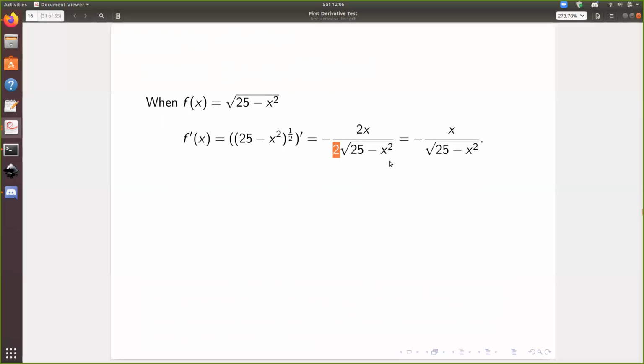Then you multiply by the derivative of the inside function. So you get this 25 goes to 0, and you get this negative x squared goes to negative 2x, and that's where that 2x here on the top is. And then I do one nice little last cancellation right here. I cancel these 2's out, and you get negative x over square root of 25 minus x squared.